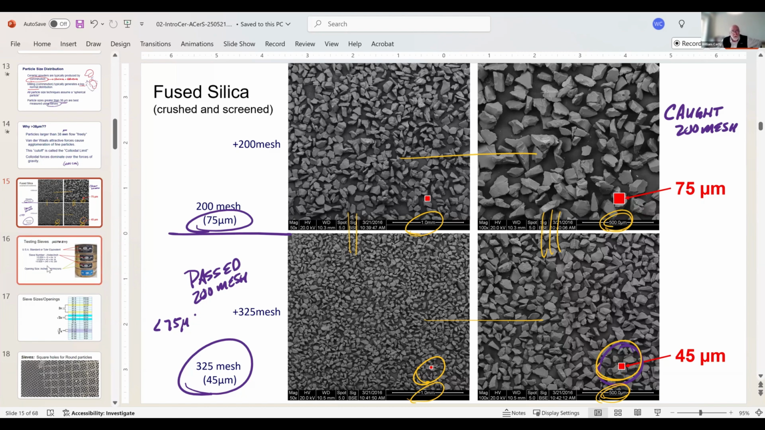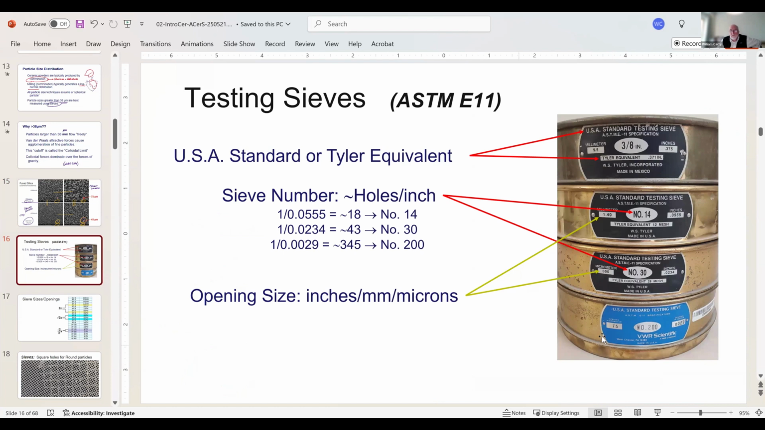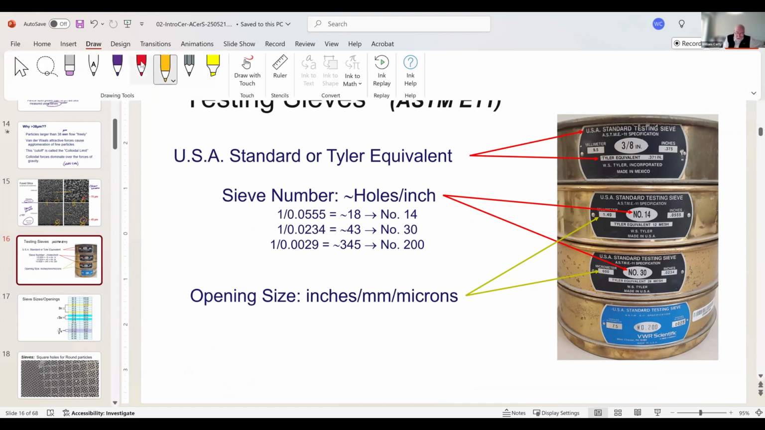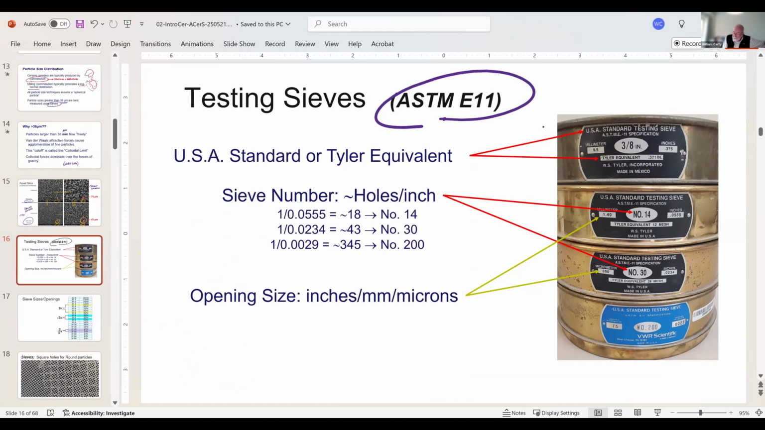So how do testing sieves work, or testing screens as they're called? There are these two manufacturers. They're called USA Standard Testing Sieve, and there's a number here, ASTM E11. You can go look this up, because this gives all the specifications for testing sieves. And you'll see it says right on here, E11 specification. Testing sieve, E11 specification. Now, this is a 3/8 inch, and then it has a Tyler equivalent.